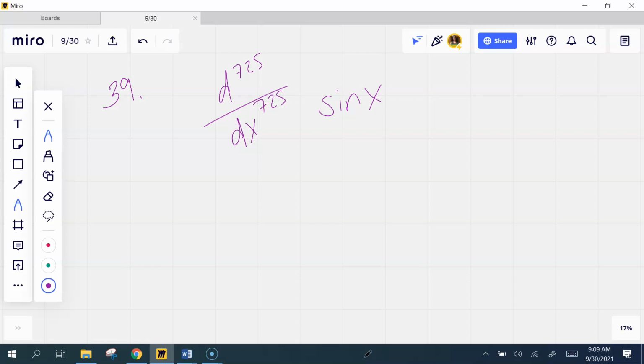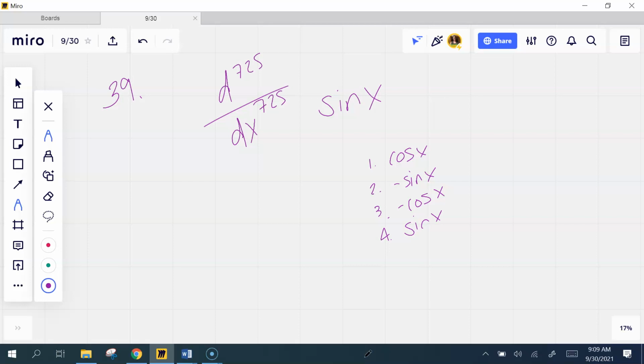That's the question. So if I do the first derivative, what's the derivative of sine? Cosine. What's the second derivative? What's the third derivative? What's the fourth derivative? How many does it take to whip back around to where I started? 4. So 725 divided by 4 would be what?